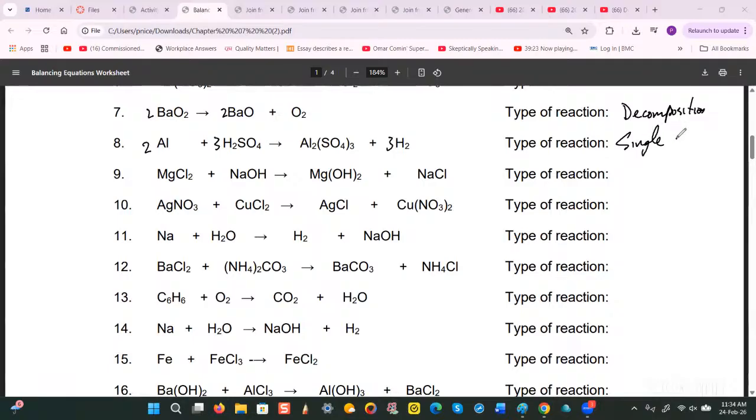Exactly. There's no exchange. Basically, this is displacing the hydrogen. All right. Number 9. Let's balance this one. How would you go about balancing this one? Number 9.